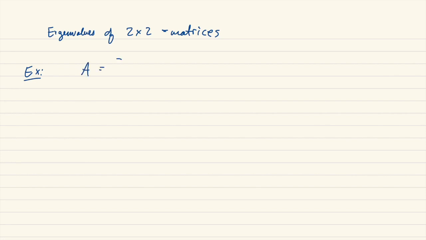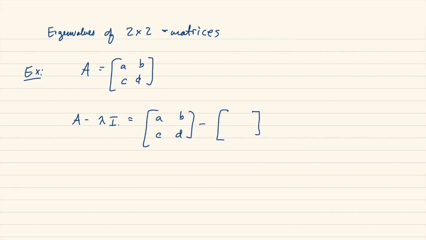I'm going to take just an arbitrary 2 by 2 matrix, A, B, C, D. And what I want to do is look at the characteristic polynomial. And what we're going to do then is look at A minus lambda I. So we're going to take A, B, C, D, minus, if I take the 2 by 2 identity here, 1, 0, 0, 1. And if I multiply by lambda, then this is going to be lambda, 0, 0, lambda.